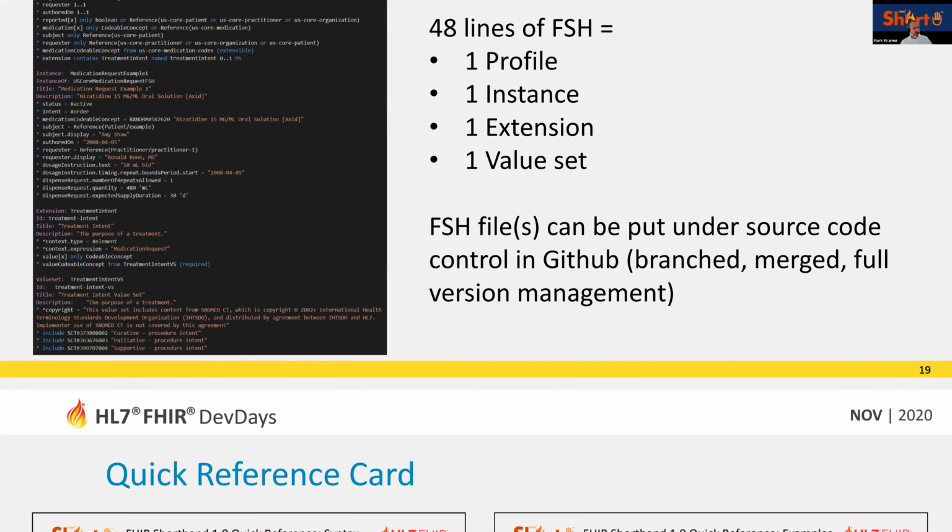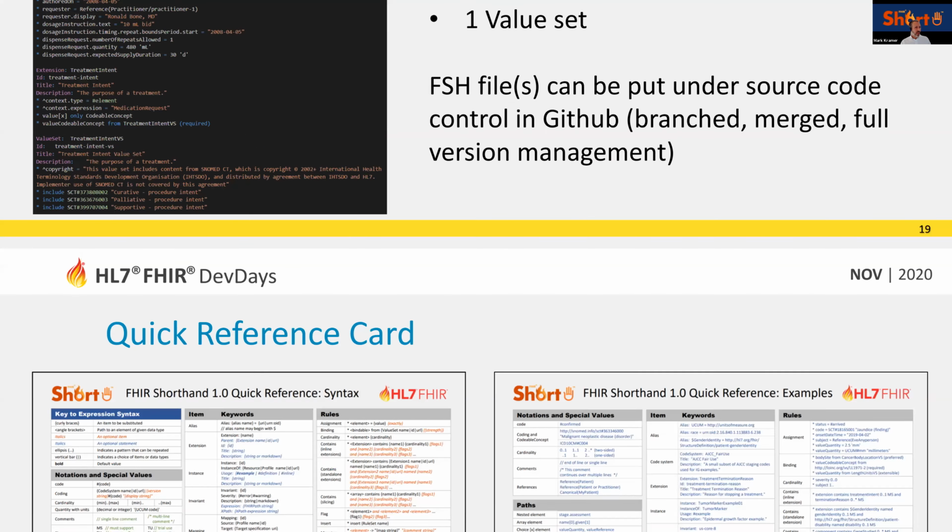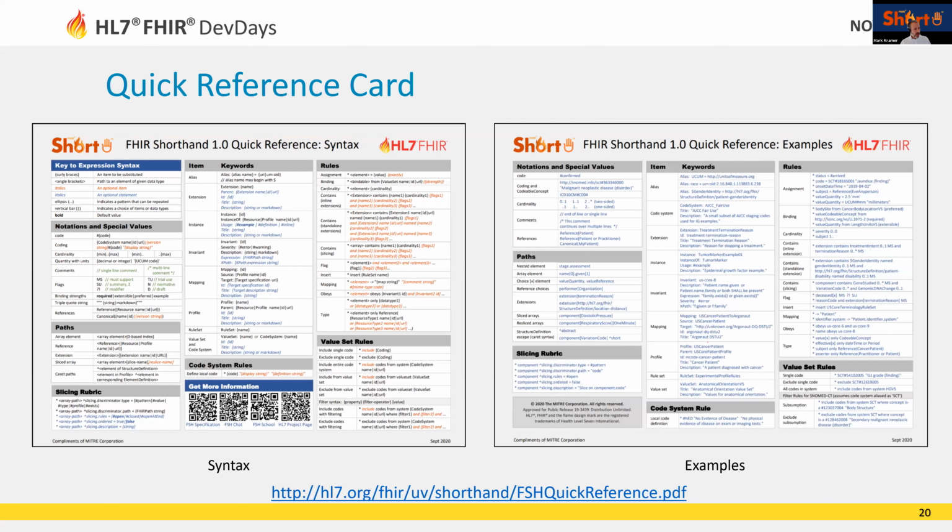So I haven't gone through all of the syntax of FHIR Shorthand, but if you go to either FSH School or to the specification, here's the URL of the specification. You can download a cheat sheet which can help you learn the syntax, and print this out and put it beside your keyboard. One side has the syntax in an abstract way, the other side has examples. So this is very, very useful.